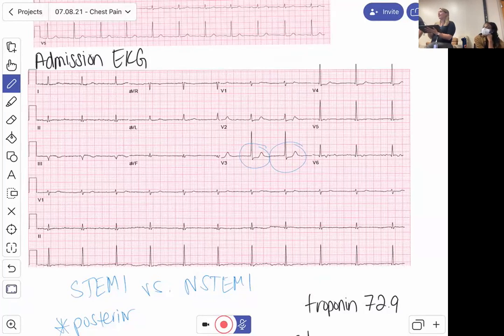You'd expect to see ST segment elevations in II, III, and aVF. He doesn't quite have those, but he does have some Q waves that have formed. So that's maybe another clue to you all. This is a true posterior MI.